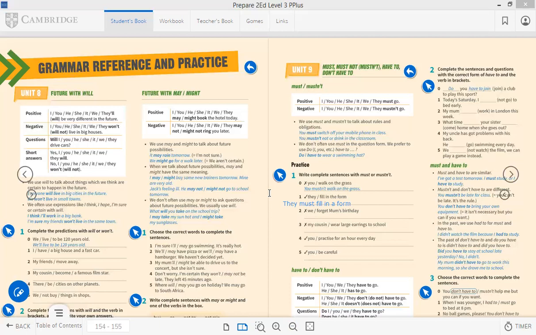Okay, number 2 is negative. We mustn't forget mom's birthday. Excellent. Don't do that because your mom obviously feels bad in case you forget. So we mustn't. Okay, number 3, negative.